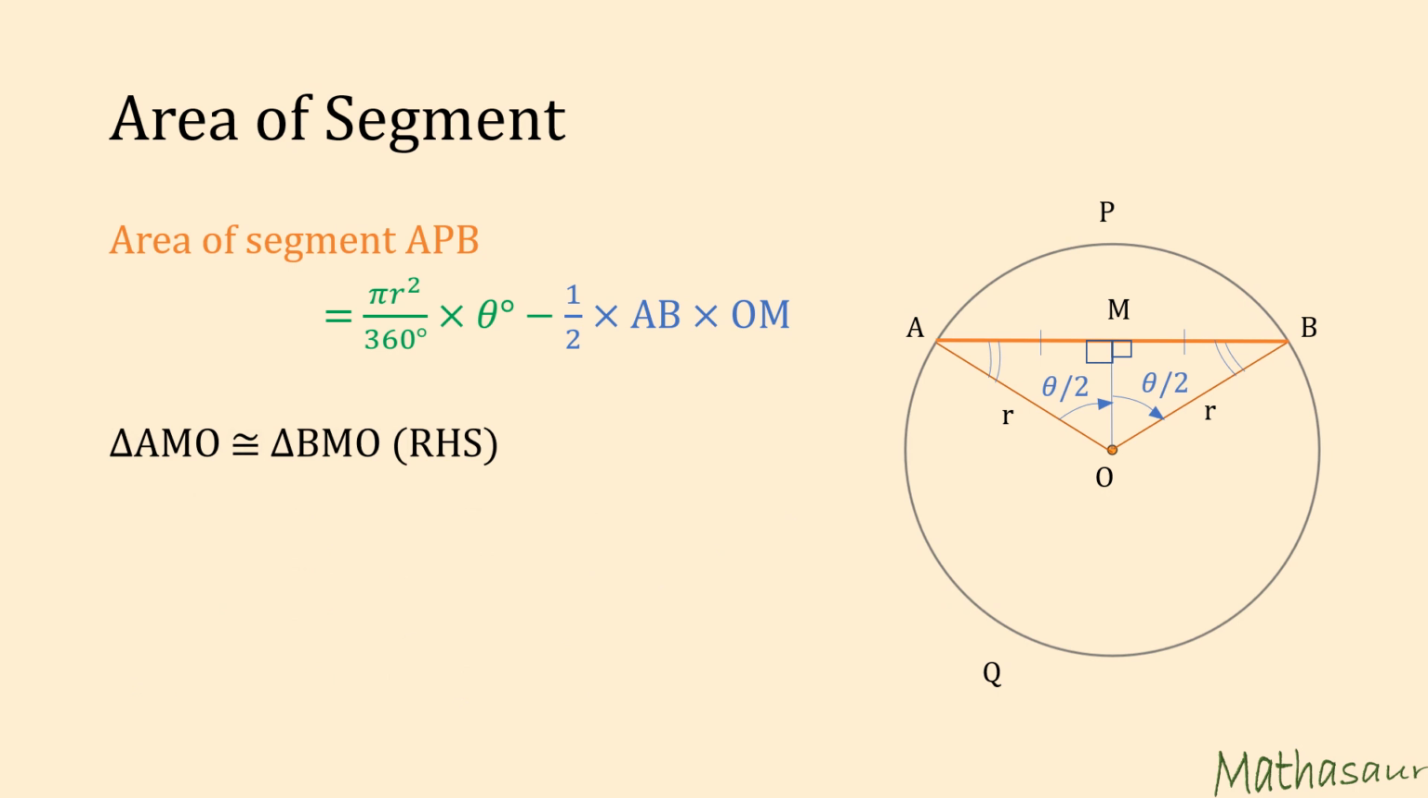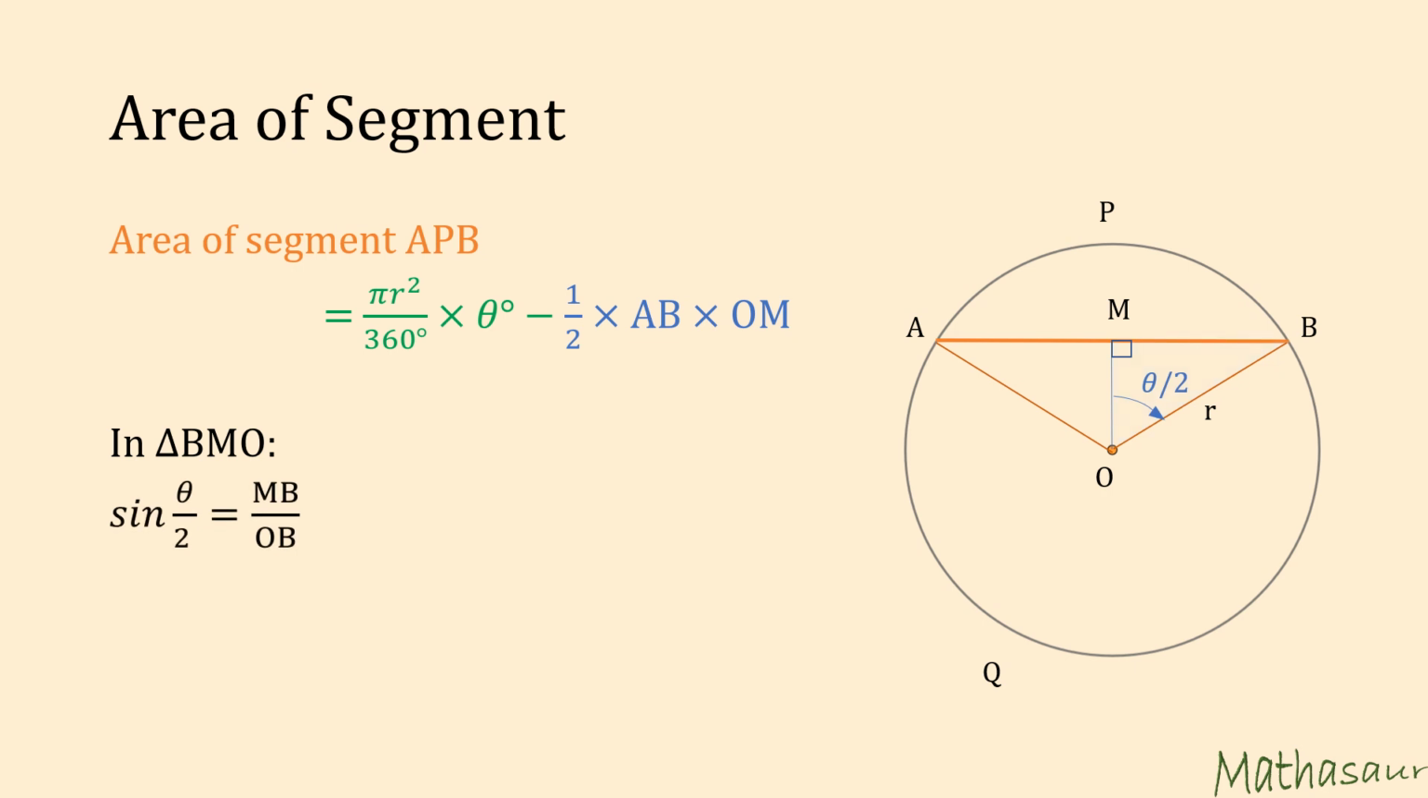So, the corresponding sides and angles would also be equal. We can see that AM would be equal to BM. Similarly, angle MOB would become equal to theta by 2. Now, let us apply trigonometric ratios to the triangle BMO. You could apply this to the triangle AMO as well. So, in triangle BMO, we see that sin theta by 2 is equal to MB by OB. Note that OB is the radius of the circle. Let us cross multiply, and we see that MB would be equal to R times sin theta by 2.